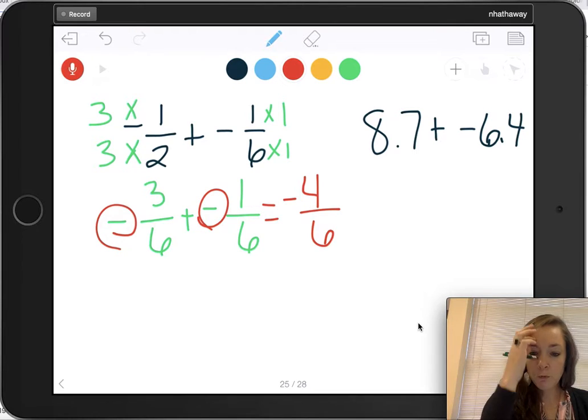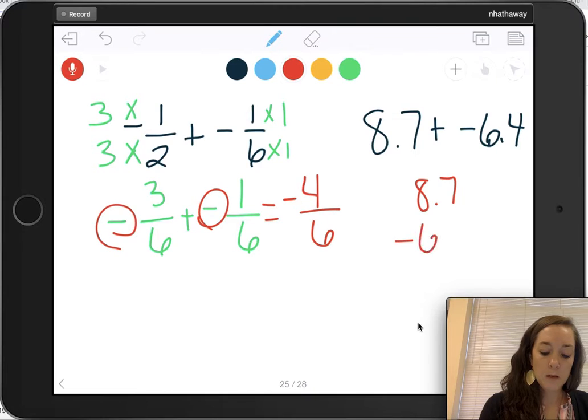Also, when we're doing these decimals, different signs here. So I've got a positive 8.7 and a negative 6.4. Well, I know when I have opposite signs, I'm going to subtract my numbers. 8.7 minus 6.4. Put a decimal here.